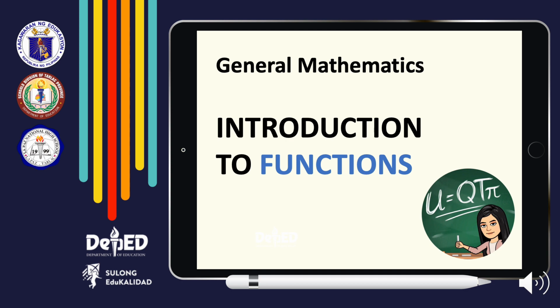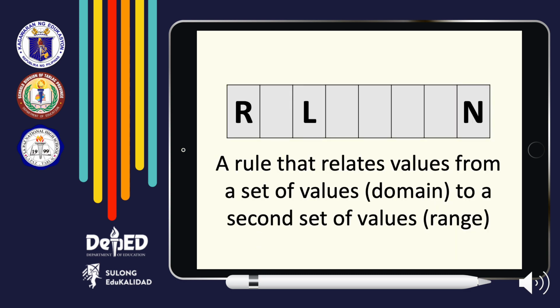So our topic is about introduction to functions. Do you have any idea what a function is? Let us first recall the different terms related to functions. Let us complete this word. A rule that relates values from a set of values, domain, to a second set of values, range. What is this word? Well, we have our clue. Starts with letter R and ends with letter N. This is relation. Well done!